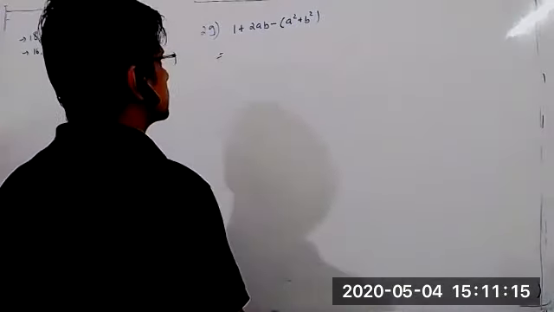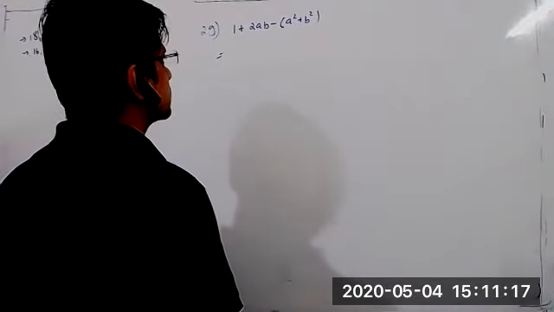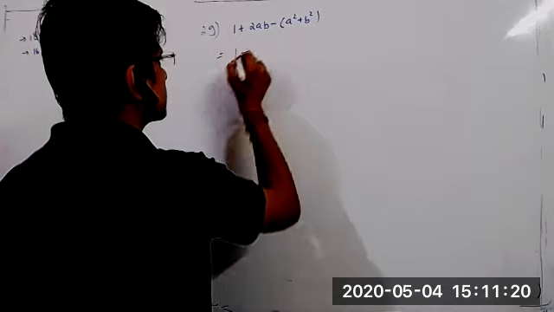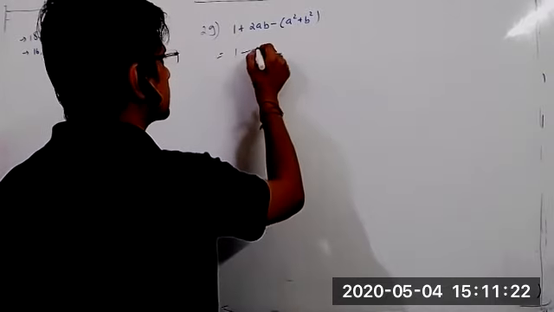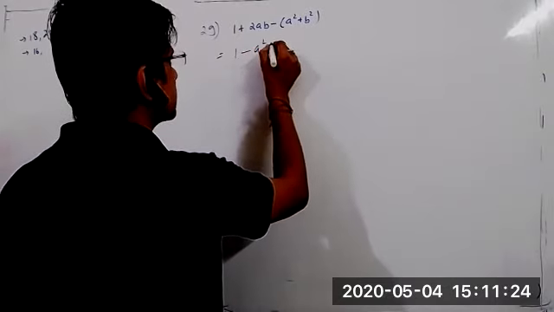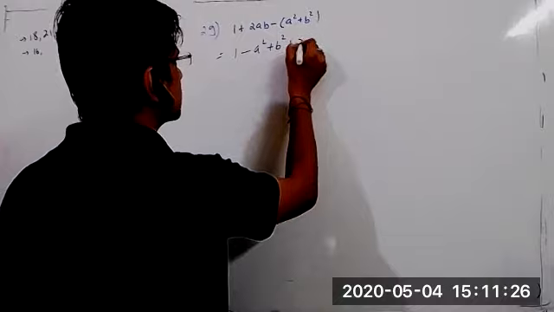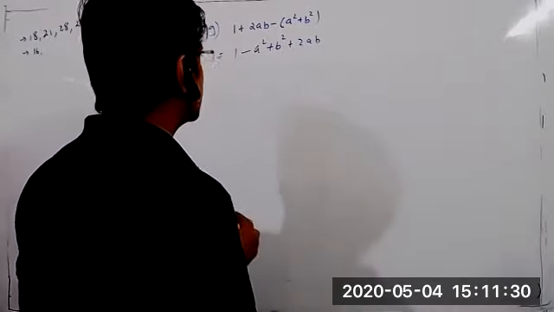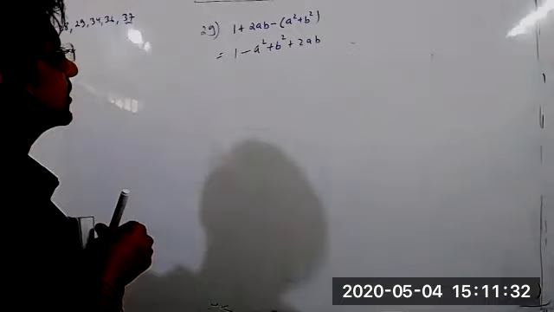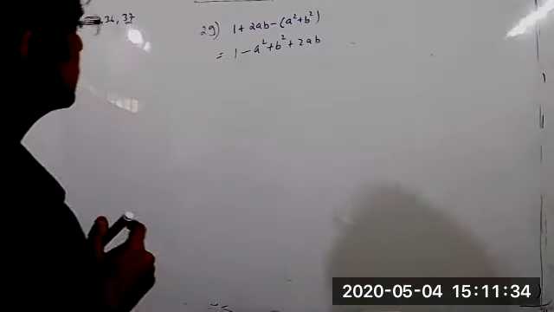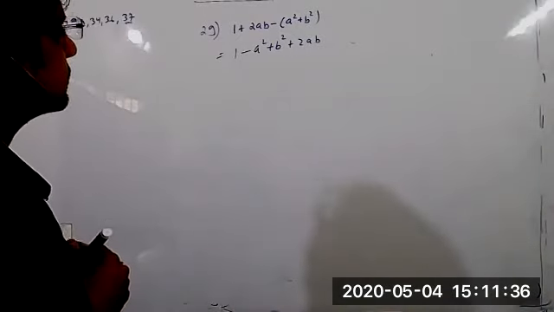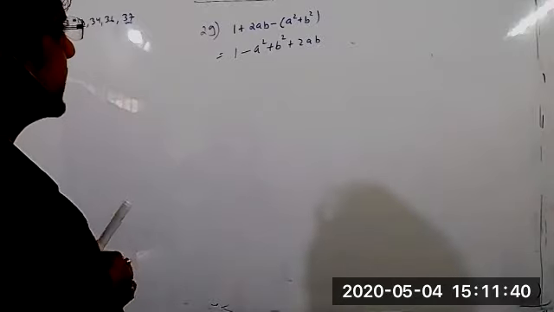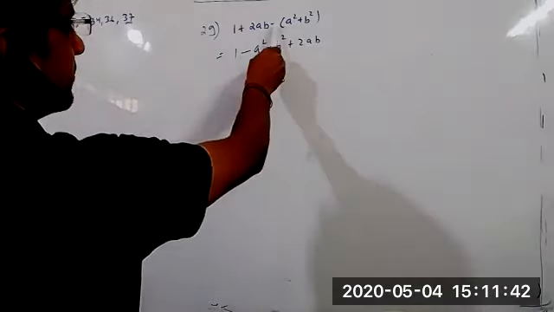Sir, it is equal to 1 minus a square plus b square minus 2ab. So we get this. How did you get this one? Sir, I rearranged the terms. How? What is the rearrangement? So I took the a square and the b square out in a bracket, and minus is outside.